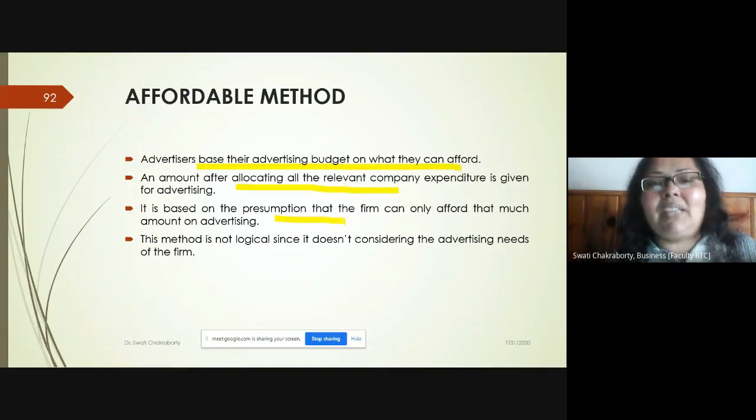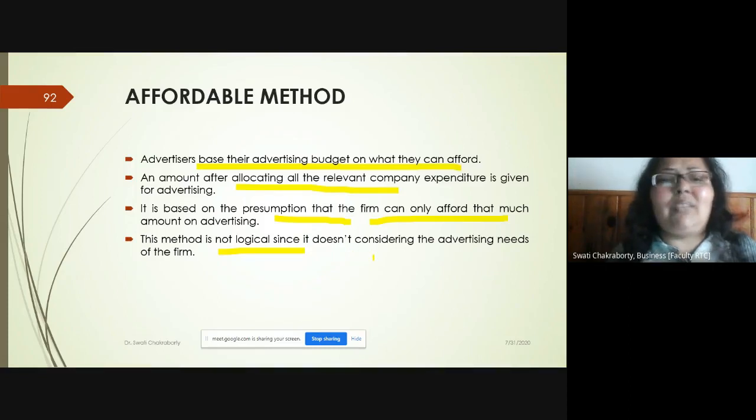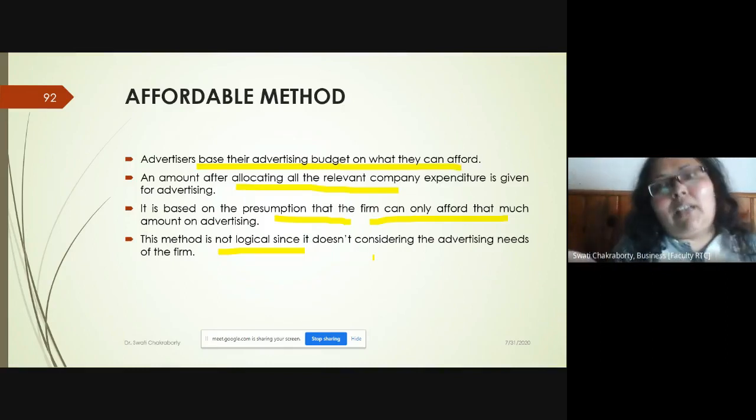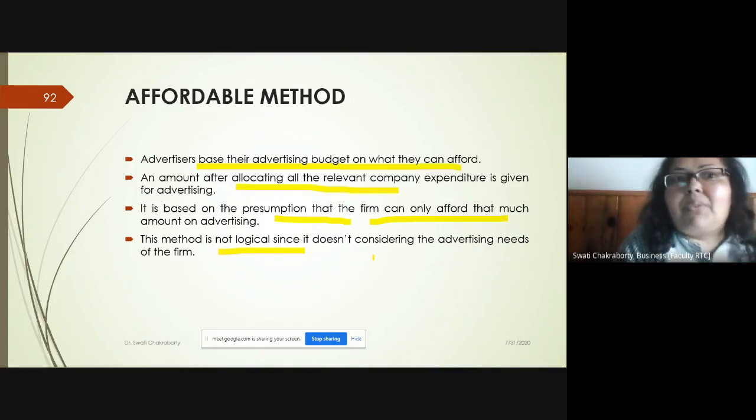So it's based on the pre-assumption that the firm can only afford that much amount on advertising. But this method is not logical because it doesn't consider the advertising needs. Sometimes you need to pay a little more because of the needs of the advertising, but it's basically talking about how much I can afford. Accordingly, you decide. So it doesn't always serve the purpose.